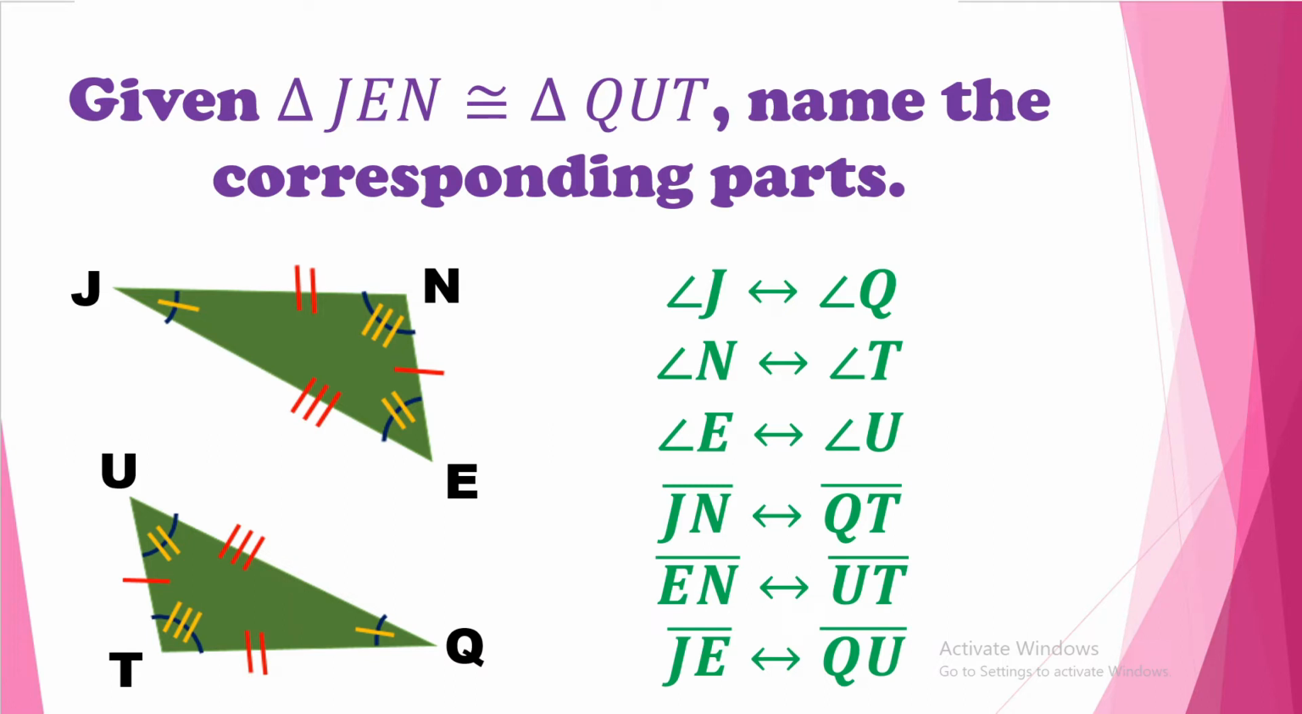So if you can still remember, in identifying the different corresponding parts, you can either use the arrangement of the vertices on the given name of the two congruent triangles, or you can use the tick marks on the figures of the two triangles. Now, based on this example, it is very evident that when two triangles are congruent, their corresponding parts are also congruent.